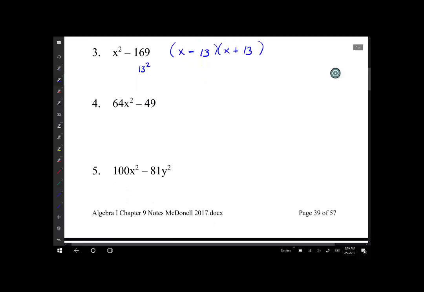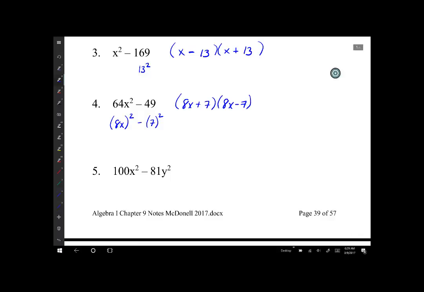Our next one presents a little bit of an interesting situation where we have 64. So our first term is 8x squared. Our second term is 7 squared, but we're still having two different squares and then a minus in between. So we have 8x plus 7 and 8x minus 7. Now it's been about a minute or two since we talked about what these words are. Remember, this 8x plus 7 and 8x minus 7 are referred to as conjugates.